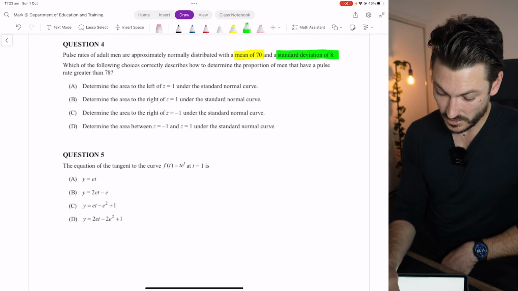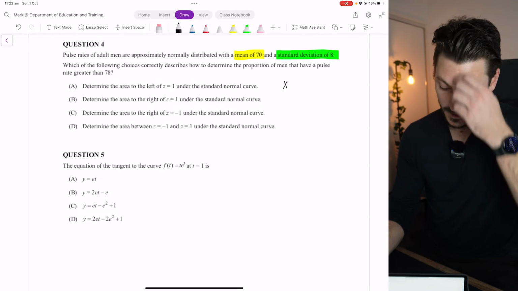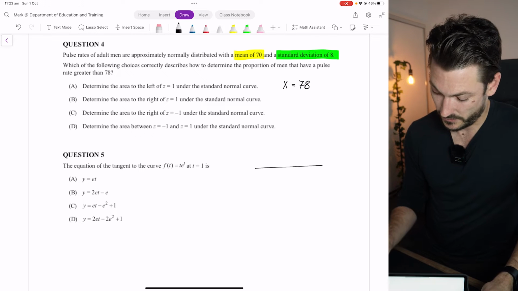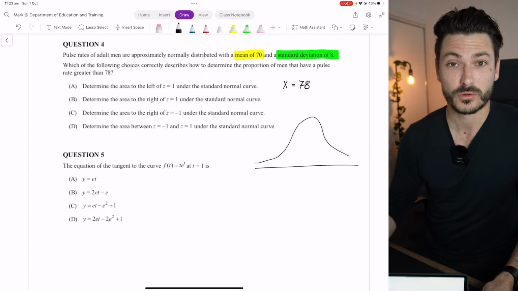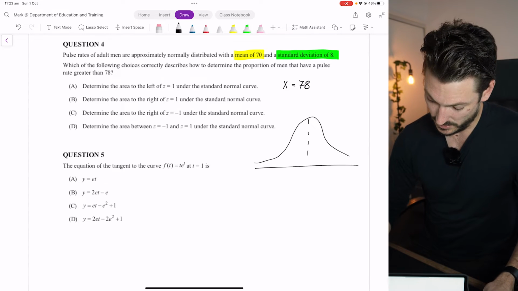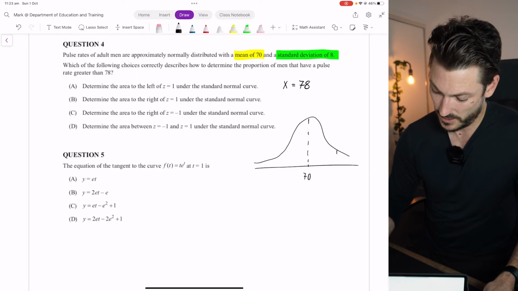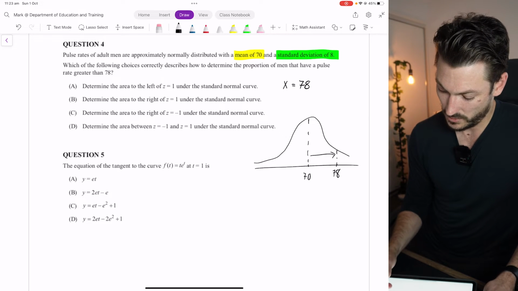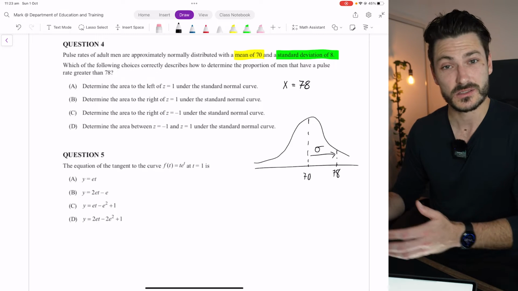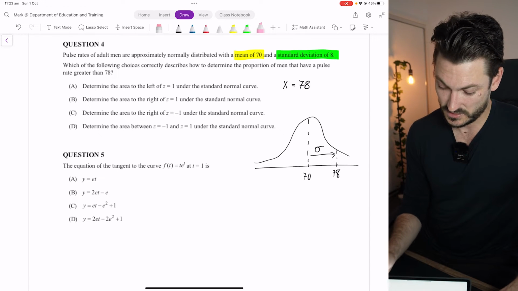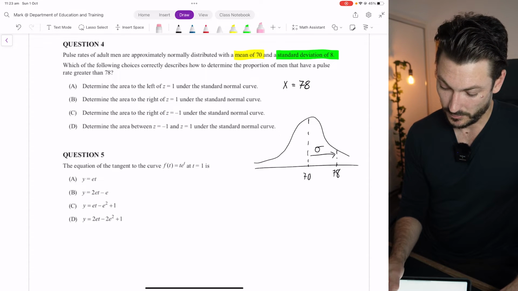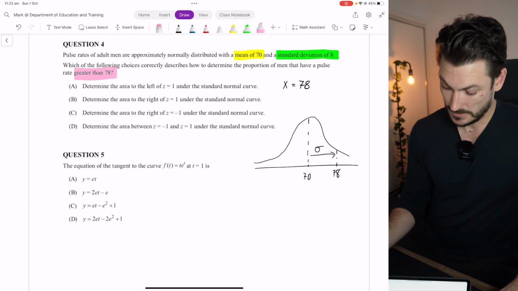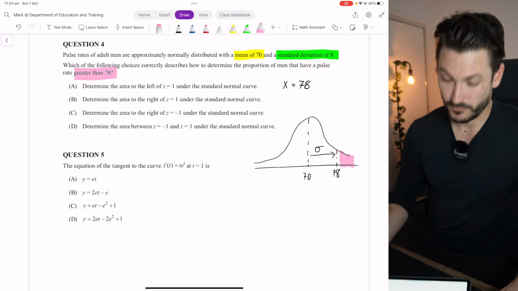Okay, so 78 is the score that we're interested in. And if we just graph this, and I always recommend drawing your normal curve and putting it in. So here in the middle we have 70, the value 78 up here is going to be exactly 1 sigma, 1 standard deviation to the right. And if the question wants us to identify the proportion of men that have a pulse rate greater than 78, that's going to be this area to the right here.